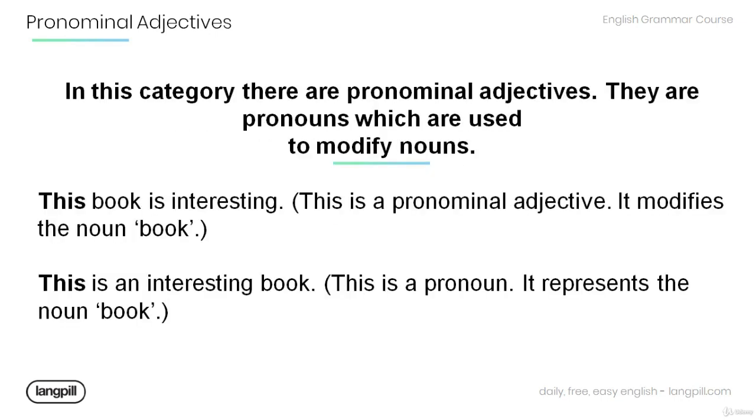Now, in this category, there are pronominal adjectives. Now, these adjectives are pronouns which are used to modify nouns. Have a look at the examples below. This book is interesting. Now, this is a pronominal adjective. It modifies the noun book. And in this sentence, this is an interesting book. This is a pronoun. It represents the noun book.